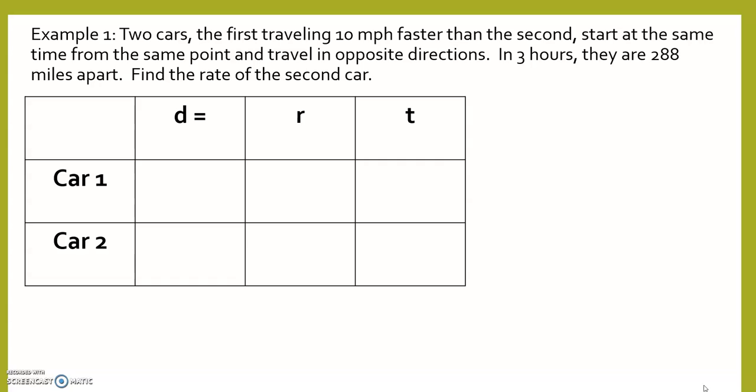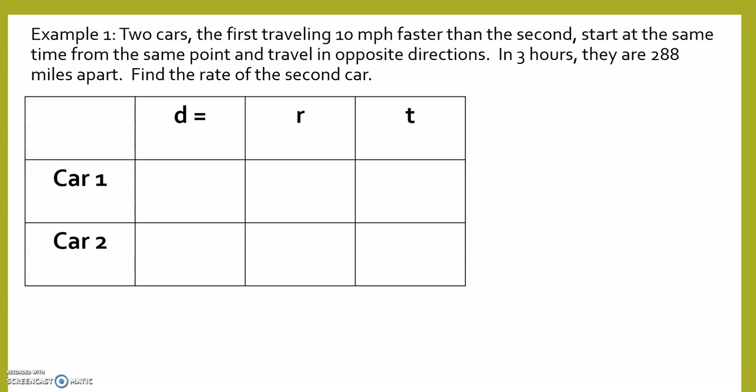Example 1. Two cars, the first traveling 10 miles per hour faster than the second, start at the same time from the same point and travel in opposite directions. In 3 hours, they are 288 miles apart. Find the rate of the second car.